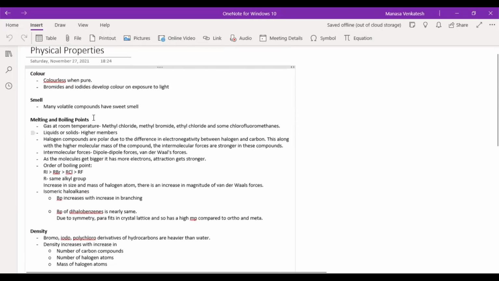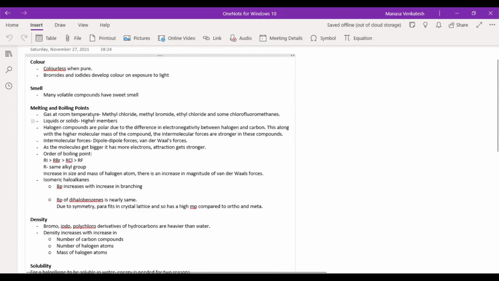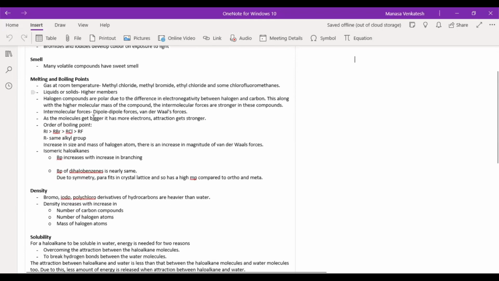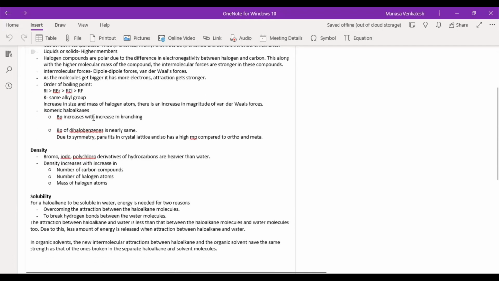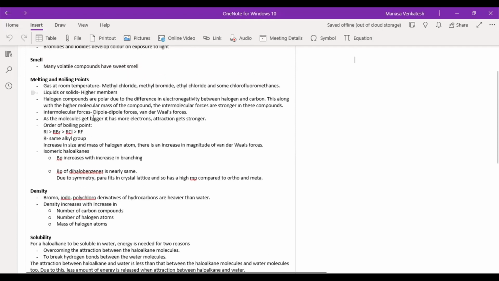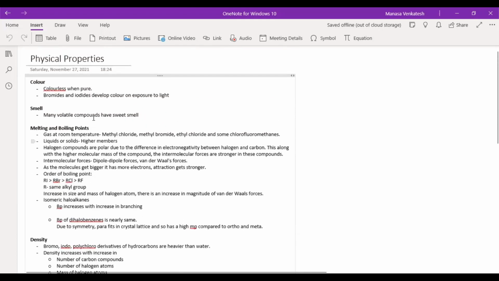With that, we're done with the various physical properties. We started with color, went on to smell, melting and boiling points, density, and solubility. Remember one thing: the basic thing you need to understand is that the C-X bond is polar in nature, and that is affecting the various properties that we have observed.